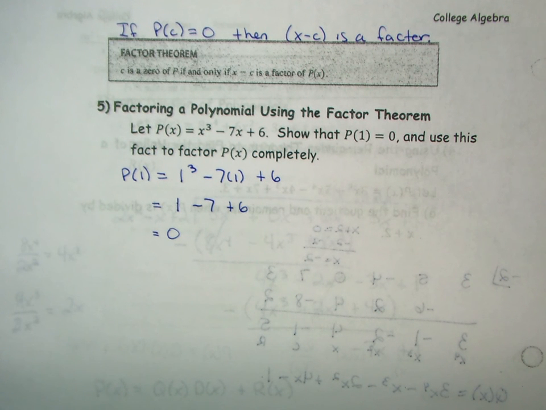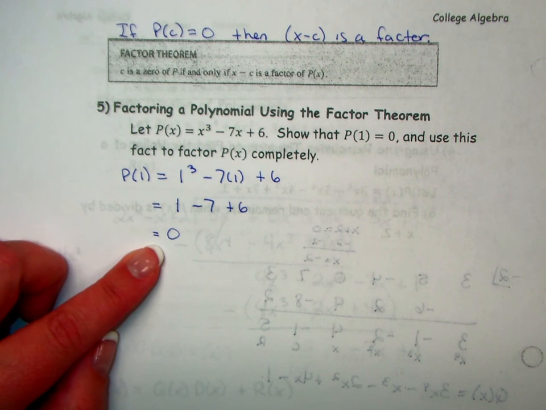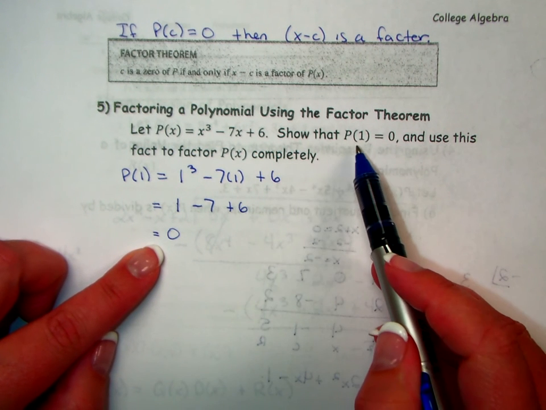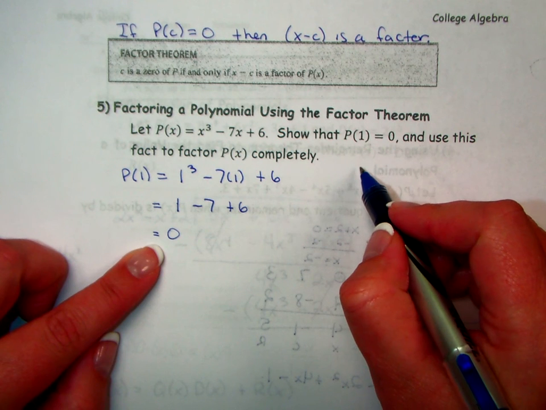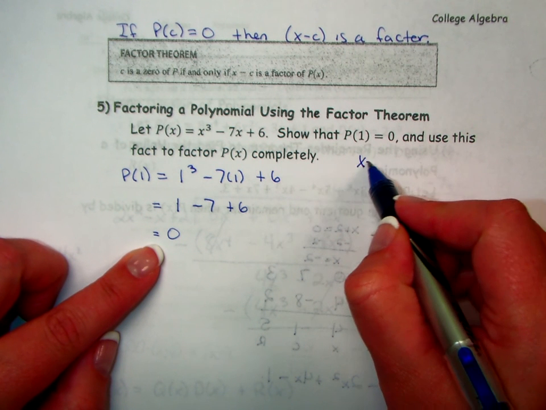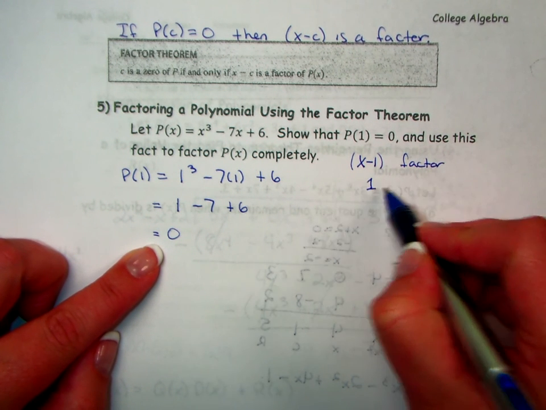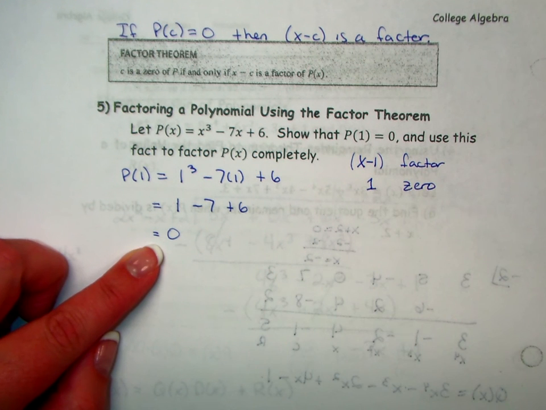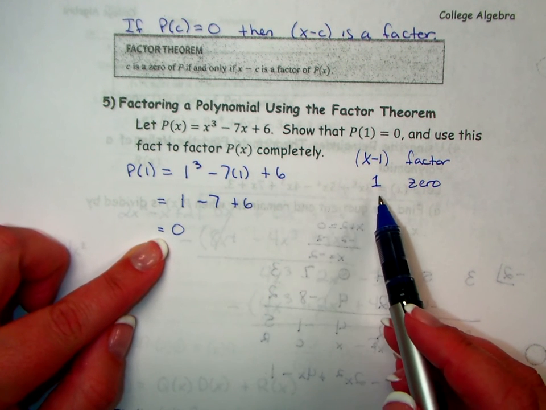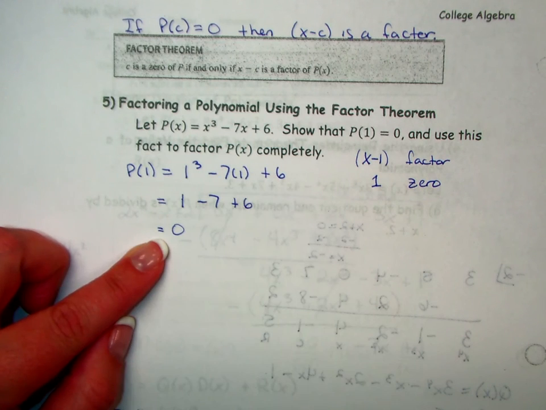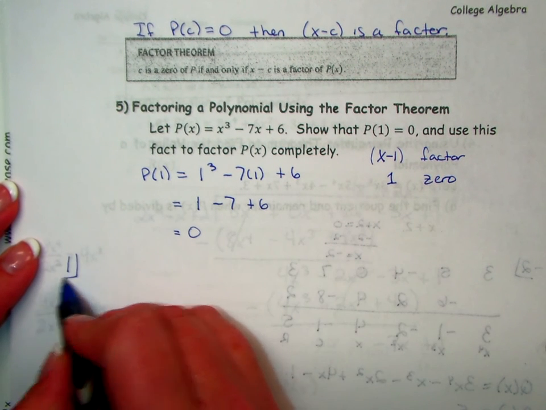Now how do we use that fact to factor the polynomial? We have to do synthetic division. P of 1 is the 0 here, right? When we plug it in, we get 0. So x minus 1 is the factor, and positive 1 is the 0. I want you to keep that straight. In order to factor P of x, we need to know what the quotient is when we divide this. So I'm going to divide this polynomial by the 0, and I'm going to put the 1 in the little box.